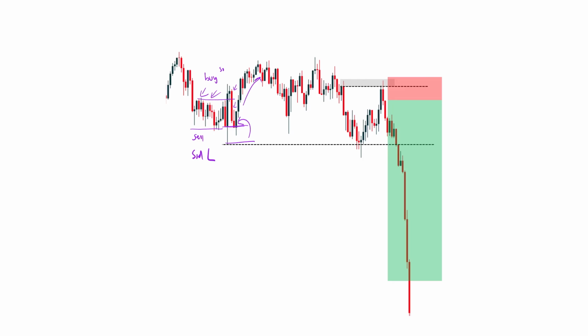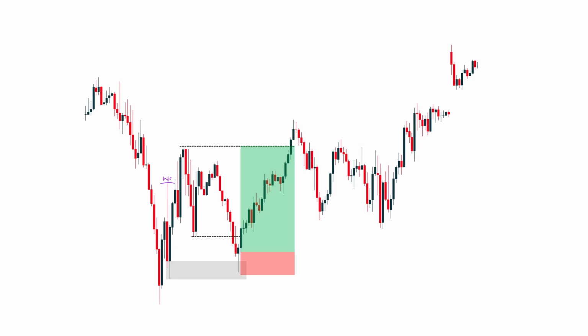Let's look at another example. You can see we have this high, we have this high, we have this low, and price here, we have the rejection block. Let's say this is the 5 minutes or even the 1 minute time frame. Price will always print out the same thing even in different time frames.